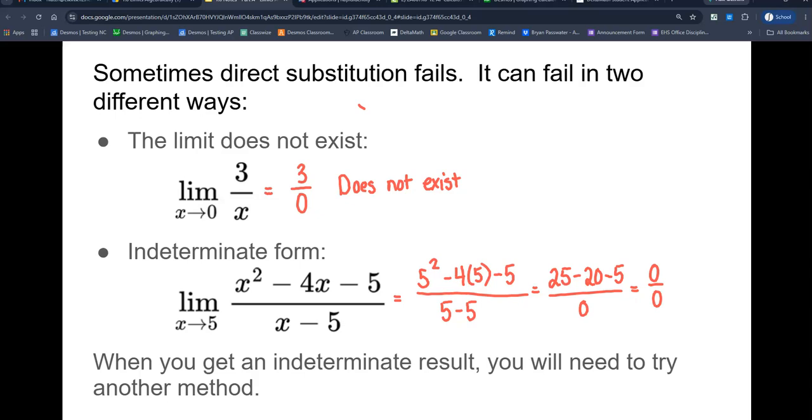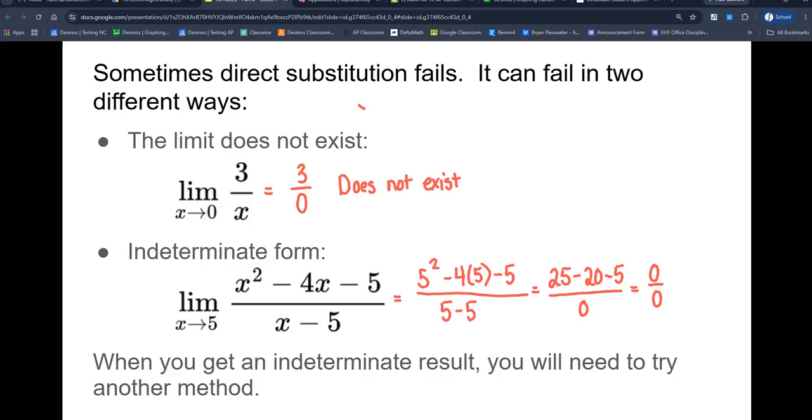This is called the indeterminate form. It is not going to tell you that the limit does not exist. It also does not tell you if the limit does exist. It's indeterminate. It tells you nothing. There are some other indeterminate forms we can have, like infinity over infinity or 0 over infinity. We'll talk about those later. 0 over 0 is what you're going to see on this stuff.